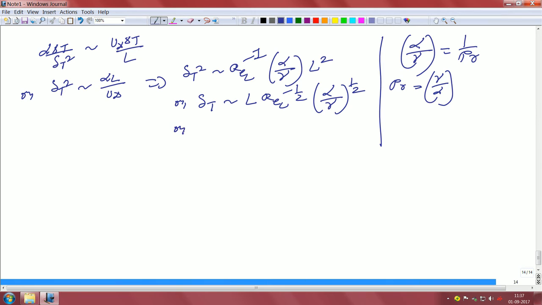Okay. So, in this particular case, your delta t is therefore proportional to L Reynolds number to the power of minus 1/2 Prandtl number to the power of minus 1/2. So, this is what you get over here.